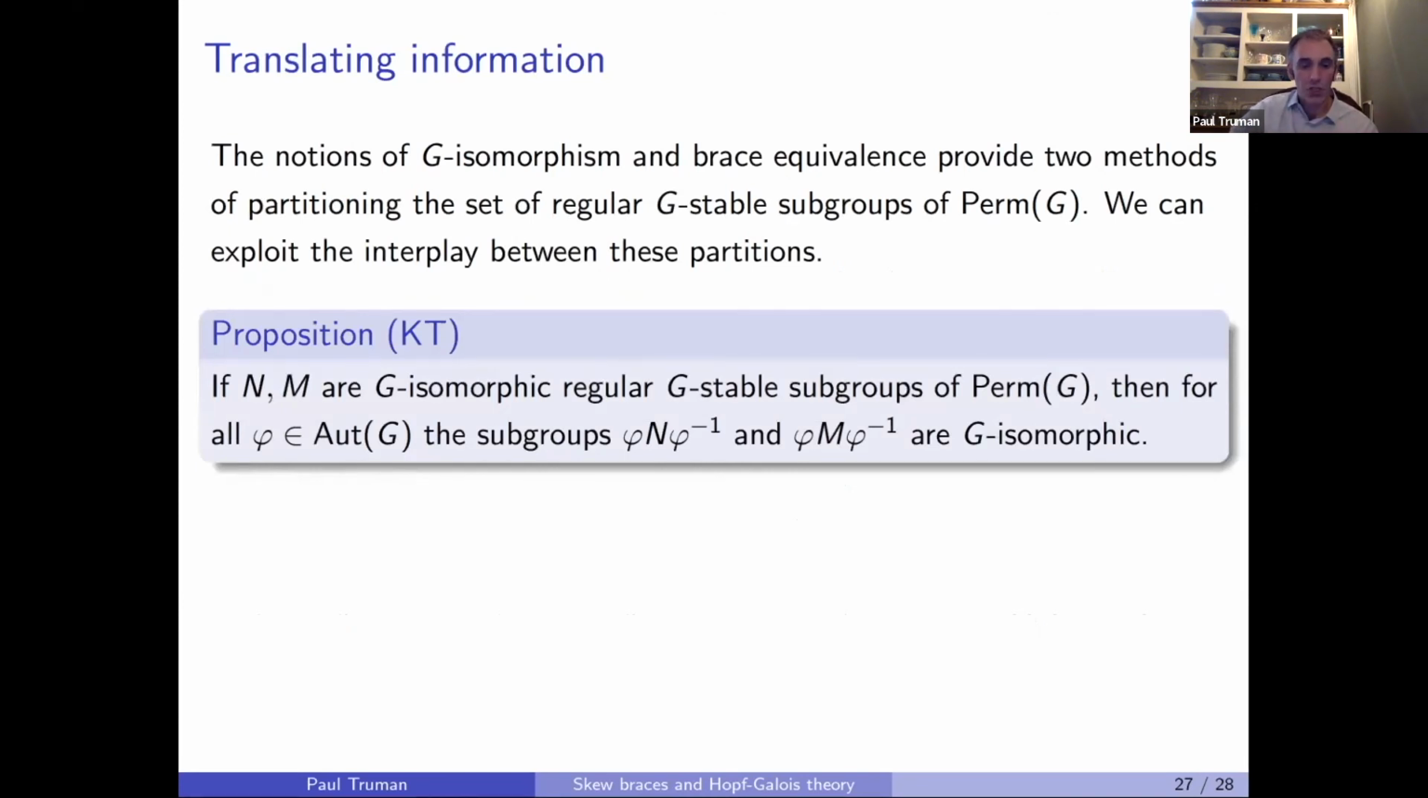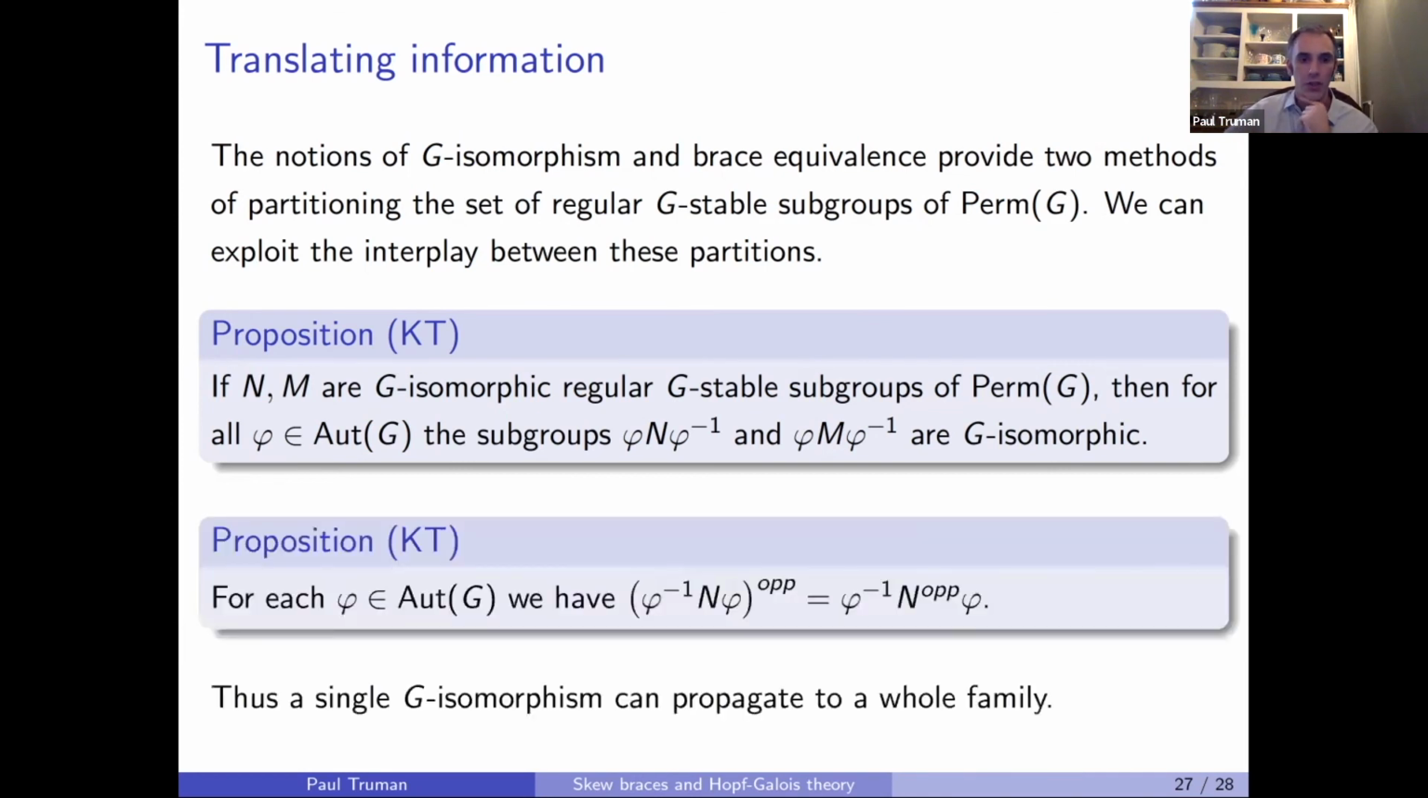So for example, if you start with a couple of subgroups that happen to be G isomorphic, then as you conjugate them by different automorphisms, the resulting subgroups are G isomorphic. So if you have a G isomorphism, then you can relate that to other pairs of isomorphisms by going through the skew brace. And similarly, there are interactions with the opposite construction where you might be able to bounce around a G isomorphism or bounce around a known fact about which brace a certain subgroup corresponds to and things like that.